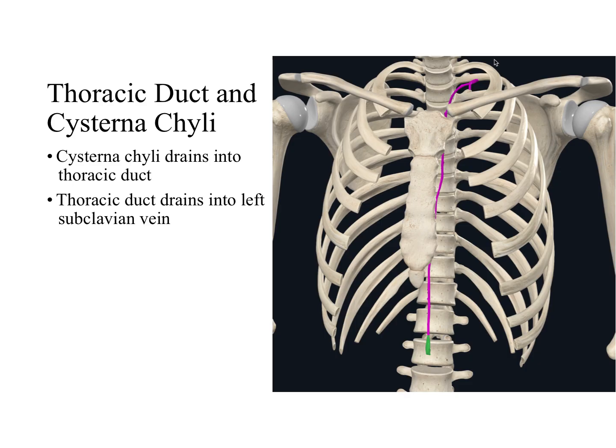Here's another picture showing the thoracic duct and the cisterna chyli. Cisterna chyli is the expanded area at the base. And then we have this long thoracic duct, which is going to drain into that left subclavian vein.